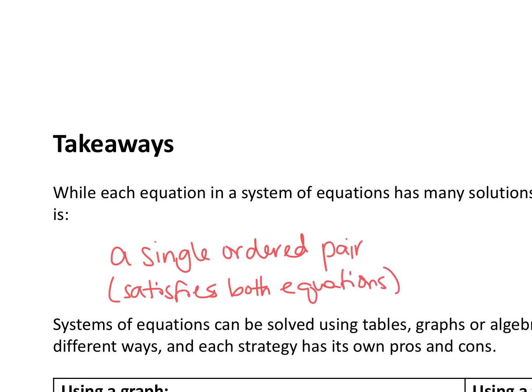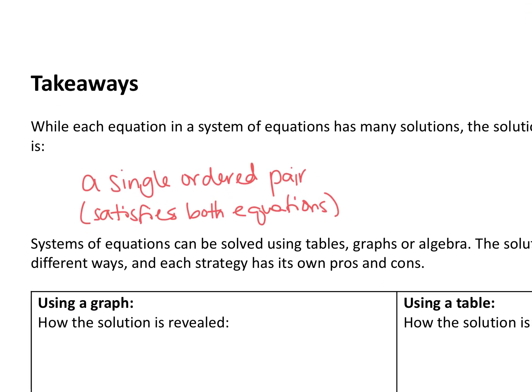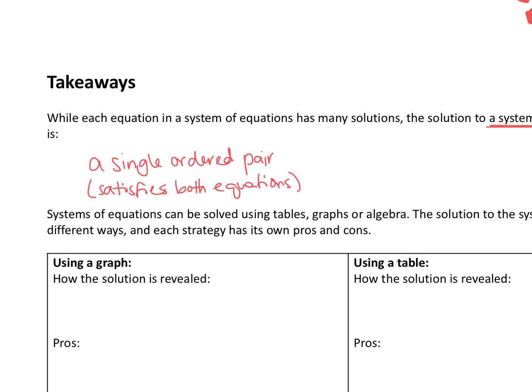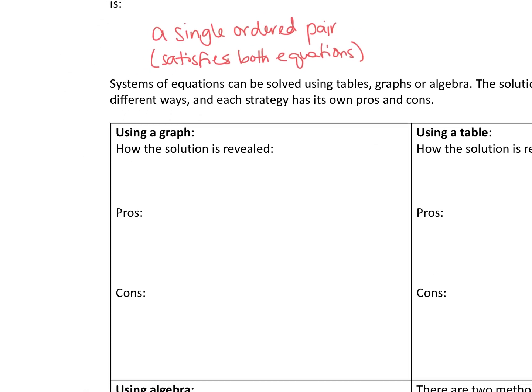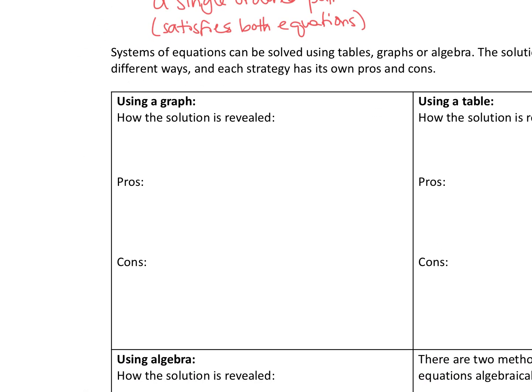Okay. All right. Systems of equations can be solved using tables, graphs, or algebra. So all three methods are completely valid. The solution to a system is revealed in different ways, and each strategy has its own pros and cons. So let's go over the pros and cons of each.